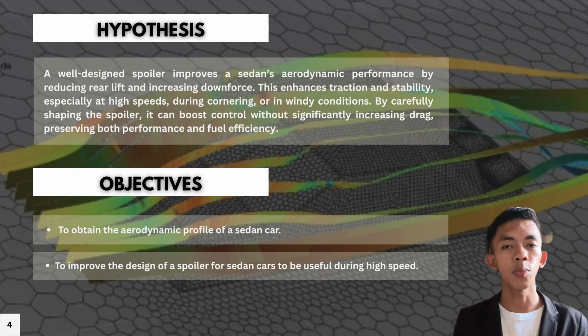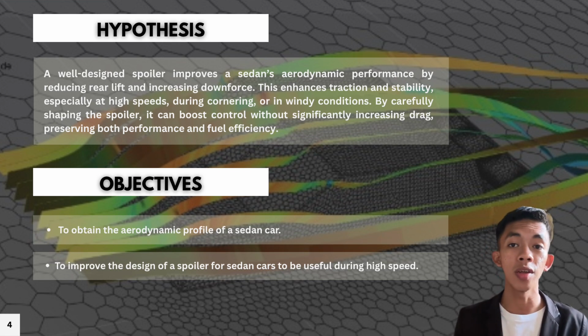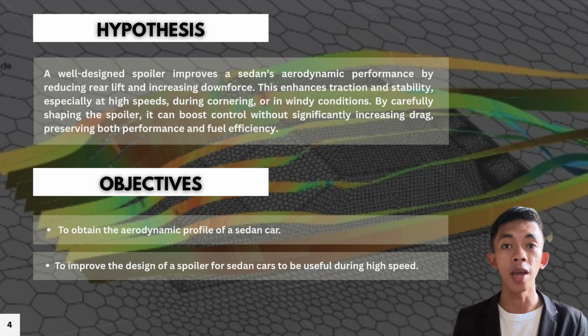So we continue with the hypothesis. We believe that a better spoiler design can enhance the aerodynamic performance of a sedan car, particularly at high speed. By adjusting the spoiler geometry, angle, and position, we can improve how airflow goes over the back of the car, reduce lift, and generate more downforce. This helps keep the rear wheels firmly planted on the road, resulting in better grip and handling. We also hypothesize that this can be achieved without creating too much aerodynamic drag, which means the car can stay stable while still maintaining good fuel efficiency and speed performance.